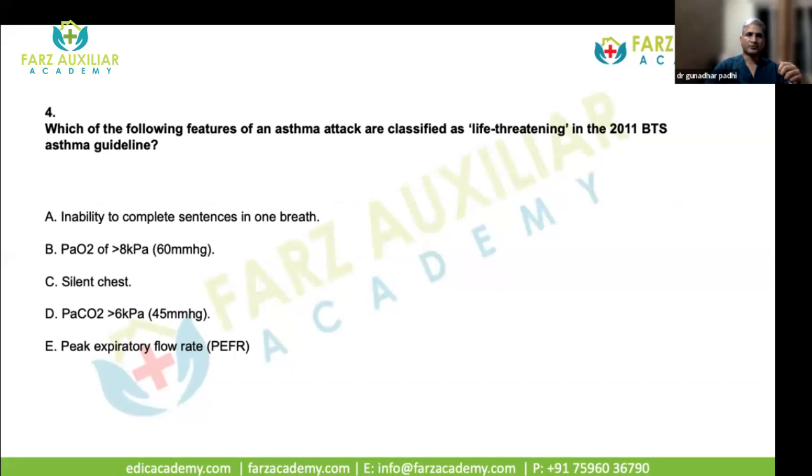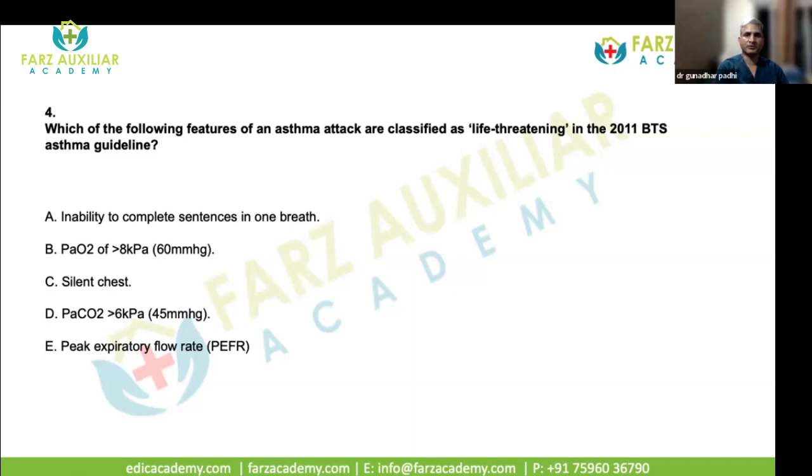Okay, now this fourth question, just read and then we'll discuss. So the first type of questions can directly come from the guidelines. So you have to read the 2011 BTS asthma guidelines, and you have to see what are the different types of asthma and what are the criteria for life-threatening asthma.